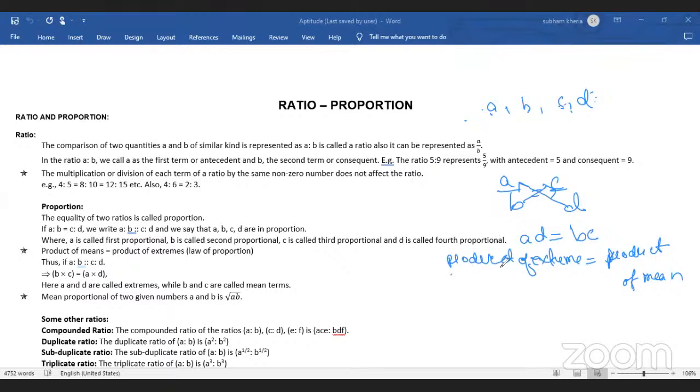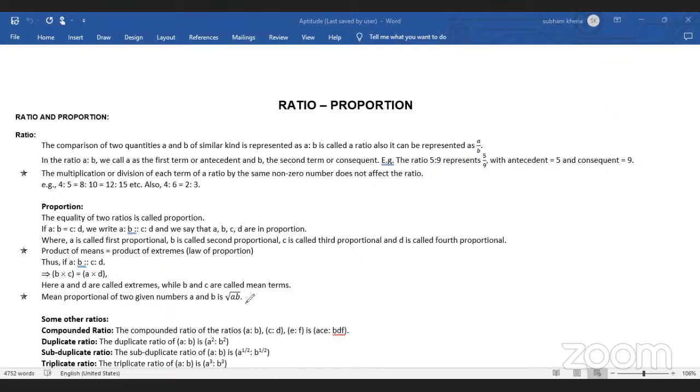If it says product of extremes equals product of means, then also it's true, because we get A into D equals B into C. A and D are at the extreme position, that is, at the leftmost and the rightmost part, and B and C are in the middle. So they are called the product of the means. Got it? Very good. Now let's learn a few terminologies.